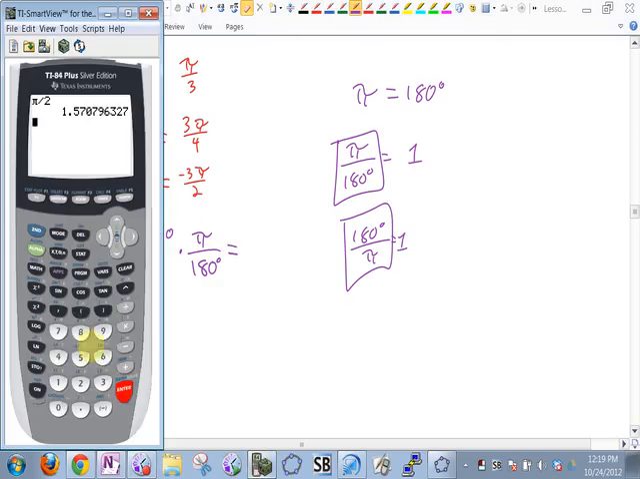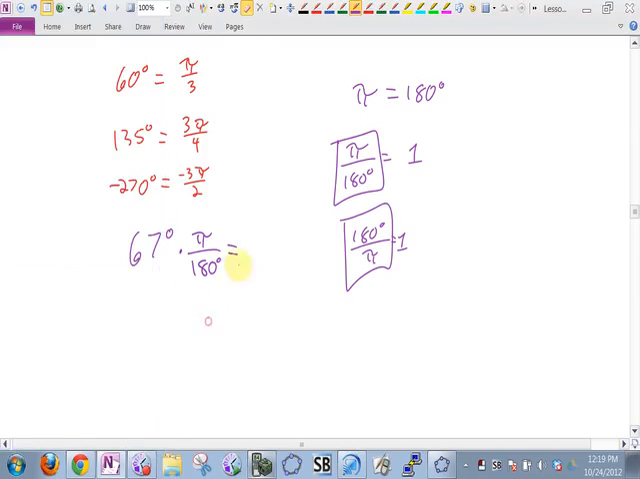So in your calculator you can do, and I'm guessing it's going to be slightly larger than 1 radian, right? Because 1 radian is 57 degrees. So 67 times pi divided by 180, 1.169.